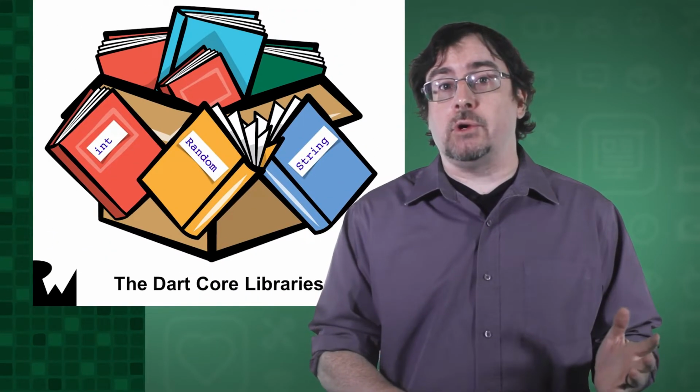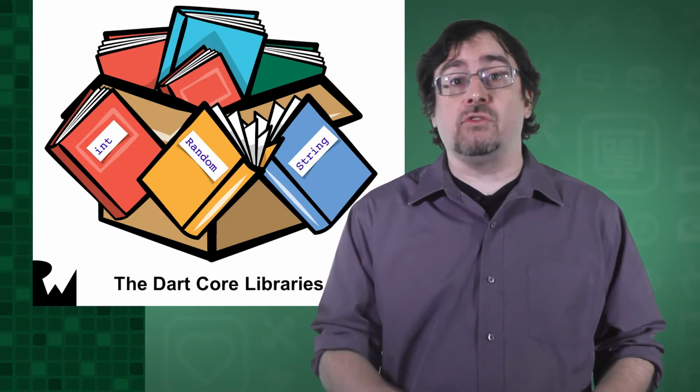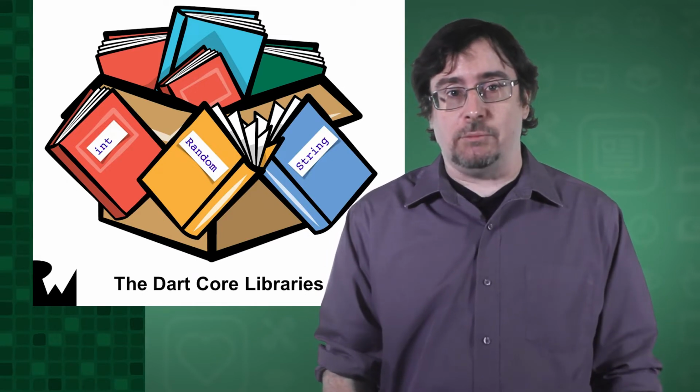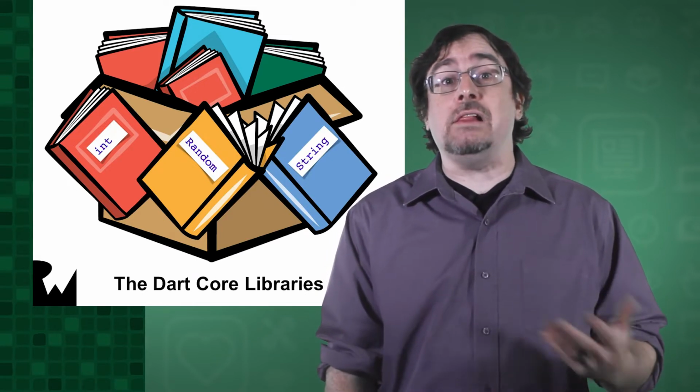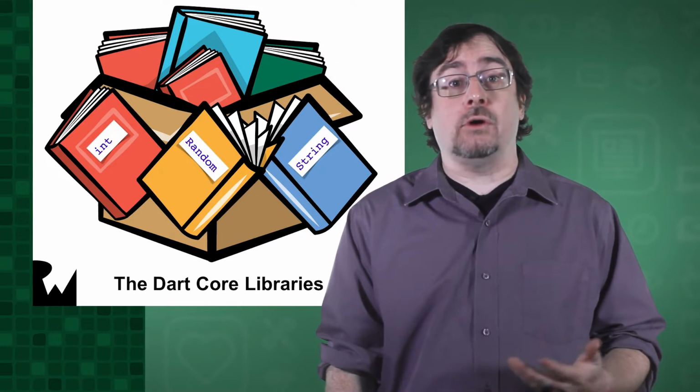The Dart language comes with many pre-built data types and functions that you can use in your apps to solve a variety of common tasks. These are part of what are called the Dart core libraries. You can think of the Dart core libraries as a big box of books filled with code that you can use in your apps. In fact, you've used elements in the Dart core libraries already.